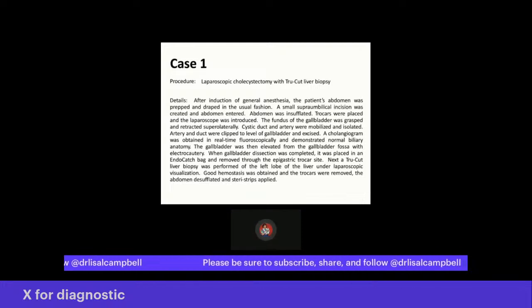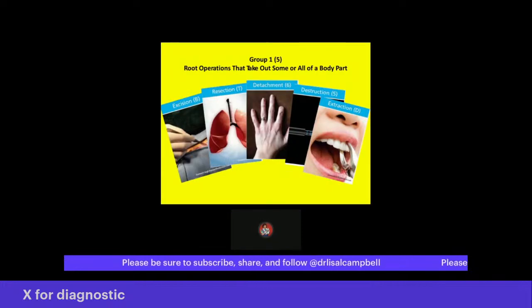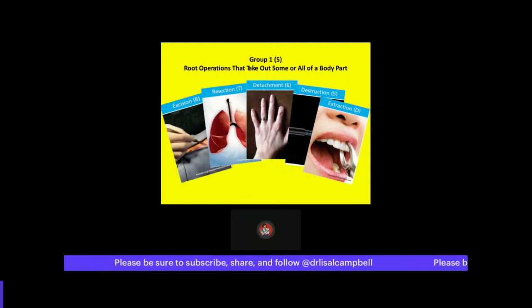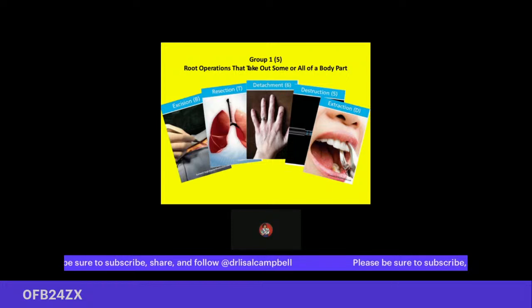So I'll be back in the morning and I will continue to talk about root operations. I encourage you to purchase some type of textbook where you can practice coding. Of note, if you purchase certain brands of ICD-10 PCS code books, the book includes some scenarios. I'll see you tomorrow.